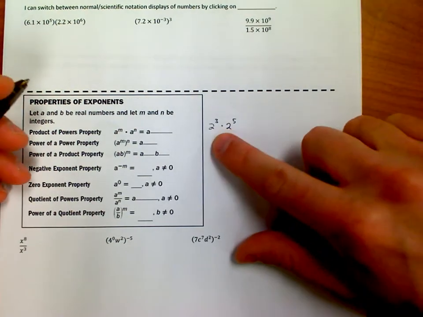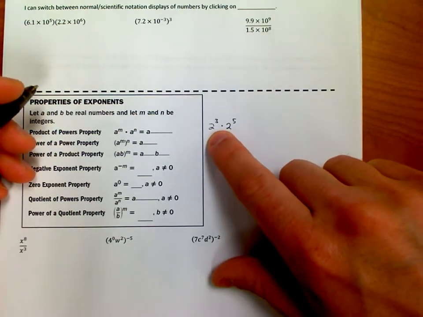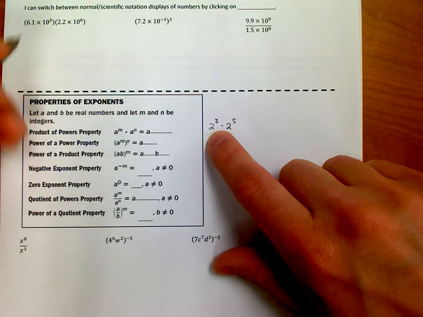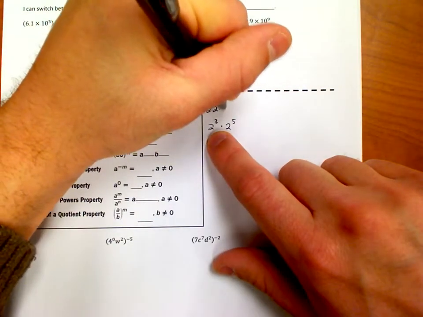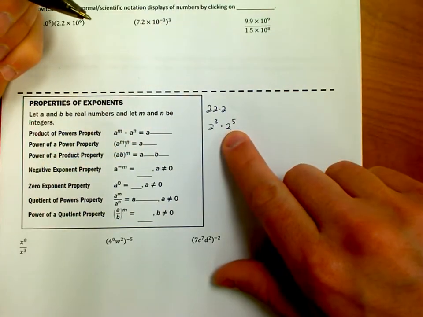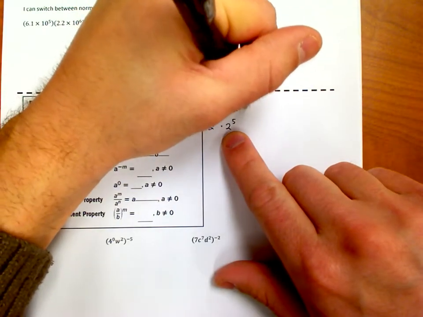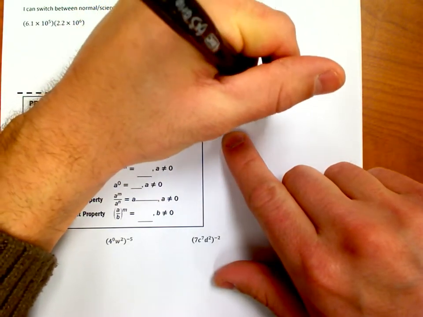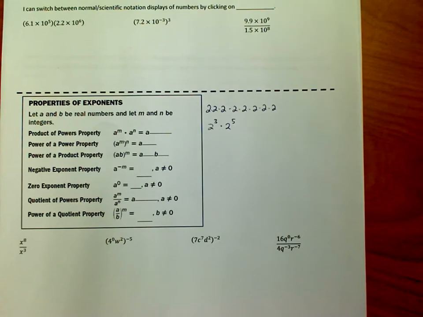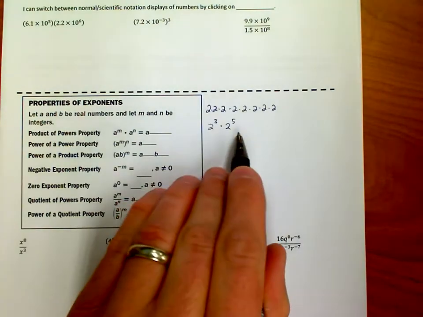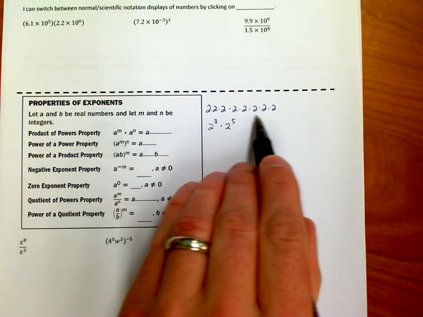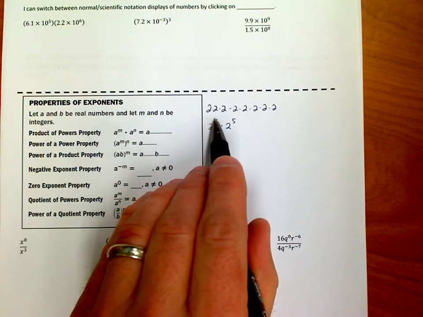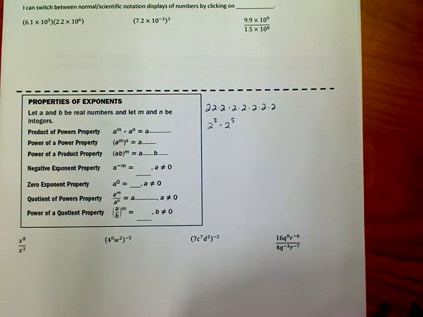All I have to do, see, if I understand that that's really 2 times 2 times 2, that's a shorthand way of writing it. And if I understand that 2 to the 5th is 5 2s multiplied together, 1, 2, 3, 4, 5, okay? If I understand that that's really what I'm saying, this is just a shorthand way of stating it, then I can count and see easily that there are 8 2s up here. Well, how do I get 8 out of 3 and 5? I add them together, right?